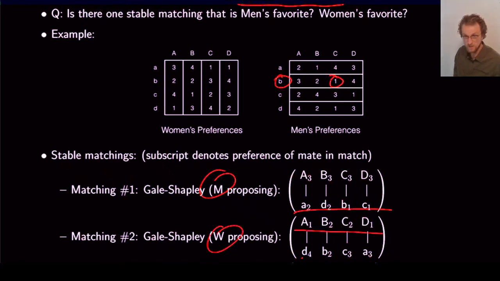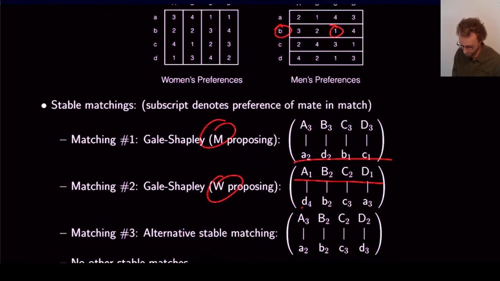Okay, so it turns out that there's at least one more stable matching for this particular preference ranking, and it looks like this. And notice that it's not particularly good for either side. So this is just some other stable matching that the Gale-Shapley algorithm did not output. That's mediocre for all.